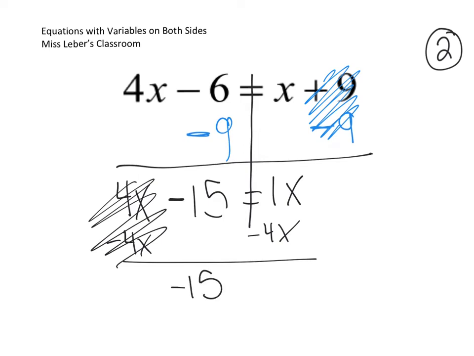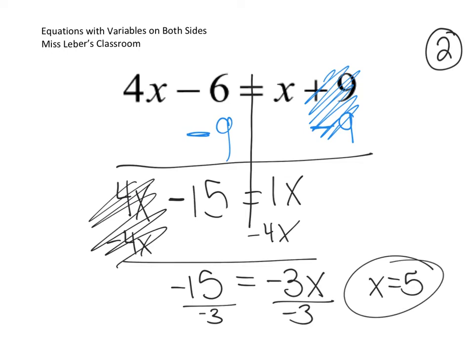I've got negative 15 equals 1 minus 4, which is negative 3x. Divide by negative 3 on both sides, and x is going to equal 5. So whether I moved the x or I moved the 9, I'm still ending up with the same answer. So again, let's try it with moving those other 2 pieces as well.